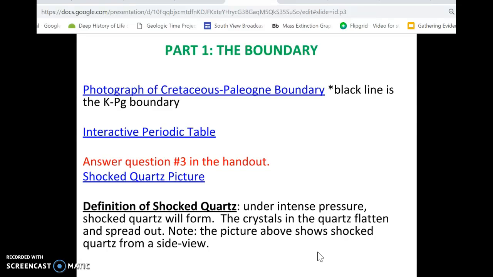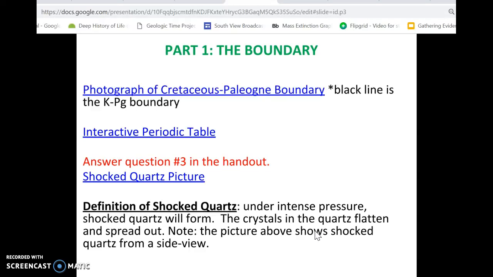Okay, so that brings us to question 5. What could possibly explain the formation of shocked quartz? Well, if I look back at the definition, it says intense pressure is needed to make shocked quartz. So perhaps the pressure from a meteorite hitting the Earth could have caused the shocked quartz. And scientists found shocked quartz all over, near and around the impact site of the crater. So I'll give you some time to respond to question 5.